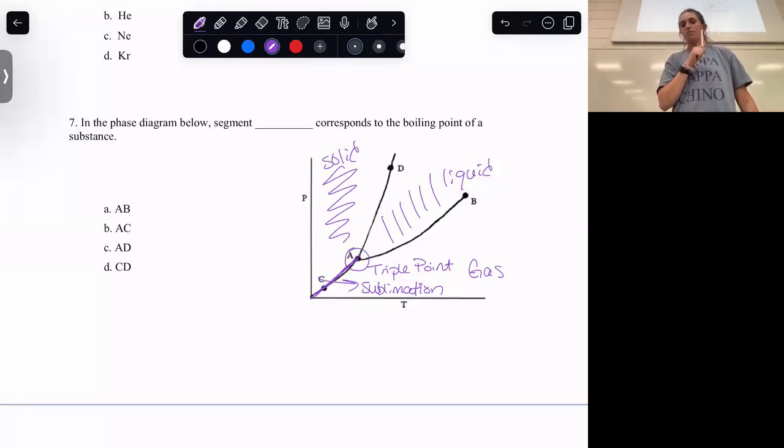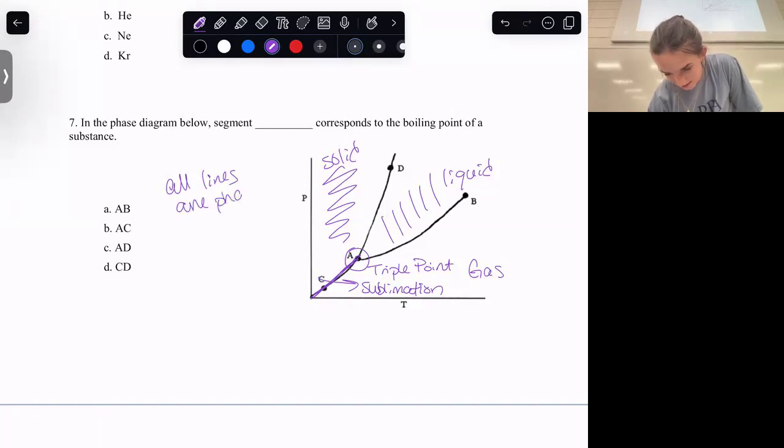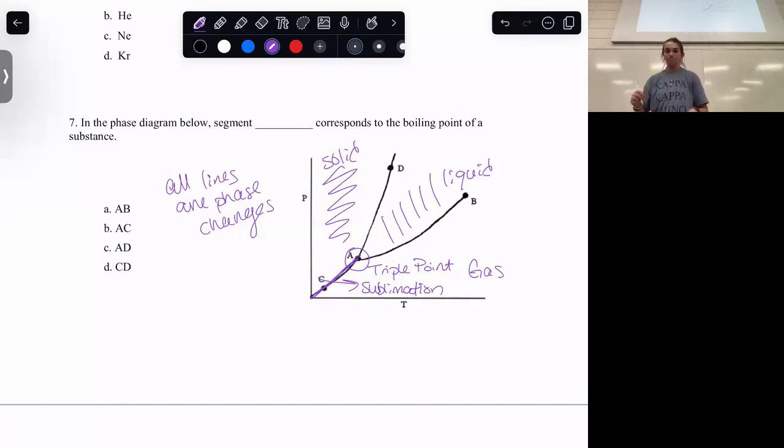What category does sublimation fall under? What if I told you evaporation? What type of thing is that? Maybe my question's poor. Right, any lines are phase changes. That's what I was trying to get at. We're changing from solid to liquid or liquid to gas or vice versa. Yep, so if you go the other way, from gas to solid, this would be deposition.